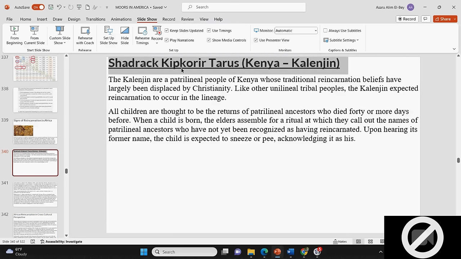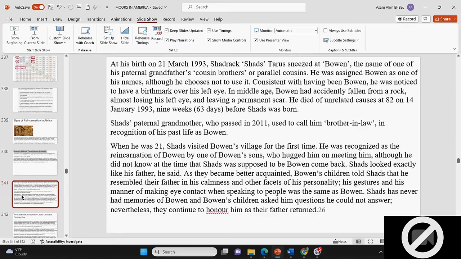So here we do this Shadrach, Kip, Corey, and Taurus. This is from out of Kenya. All right. It says Kalenji, or a paternal patrilineal people of Kenya, whose traditional reincarnation beliefs have largely been displaced by Christianity. Like other unilineal tribal people, the Kalenji expect reincarnation to occur in the lineage. All children are thought to be the returns of patrilineal ancestors who died 40 or more days before. When a child is born, the elders assemble for a ritual at which they call out the names of the patrilineal ancestors who have not yet been recognized as having reincarnated. Upon hearing its former name, the child is expected to sneeze or pee, acknowledging it as his. In other words, his former name. All right?